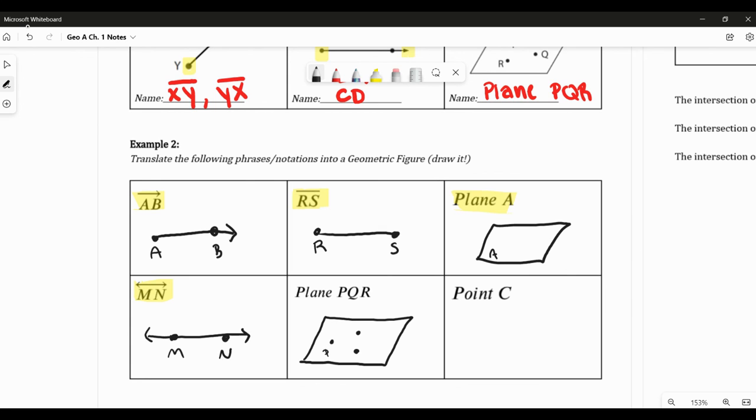And now I'm going to name 1 P, 1 Q, and then 1 R. And then lastly, we have point C, which is super easy. It's literally just a point, and we'll call it C.